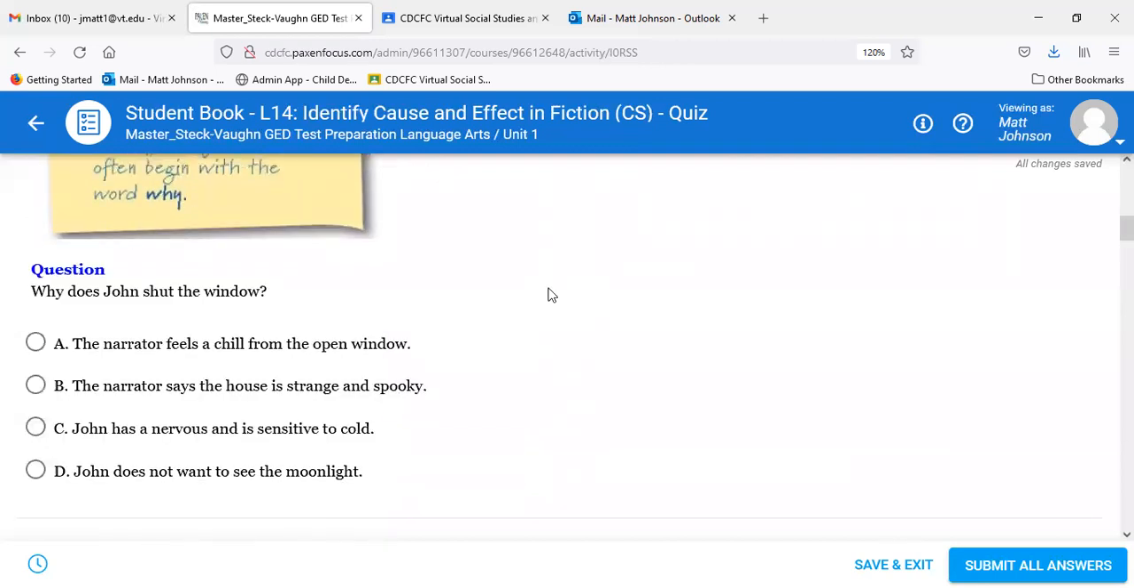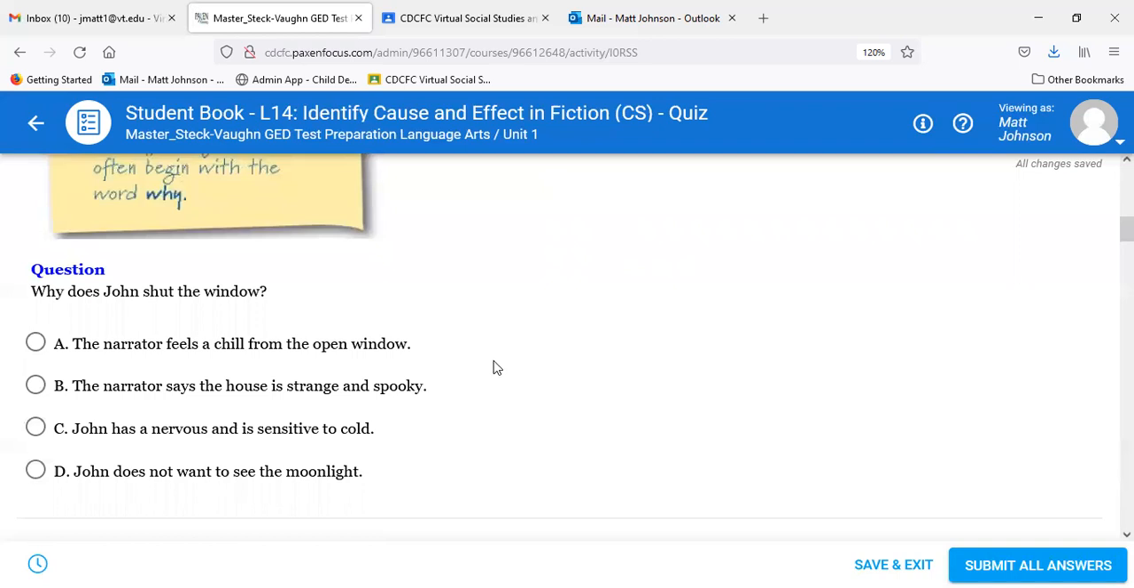So starting off here, so why does John shut the window? A, the narrator feels a chill from the open window. B, the narrator says the house is strange and spooky. C, John has a nervous and is sensitive to cold. Or D, John does not want to see the moonlight.